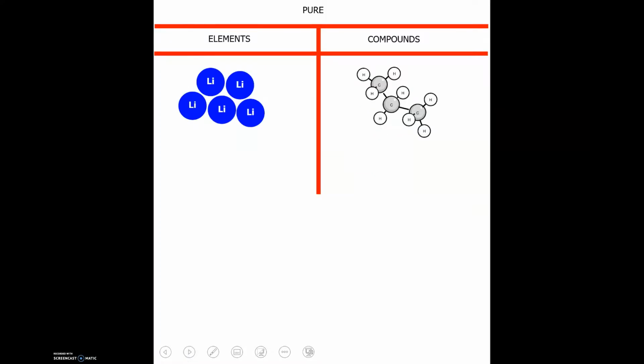So here is another picture that you can draw. So a pure element would be lithium. A pure compound would be propane.